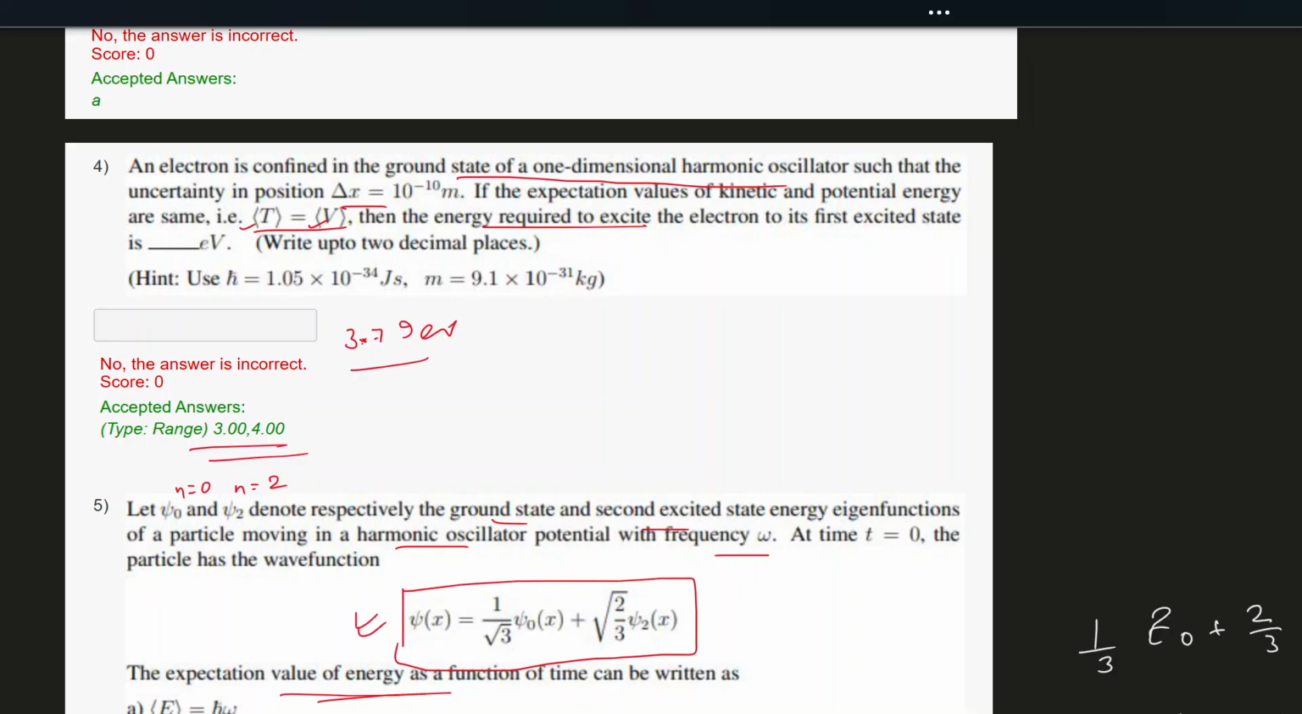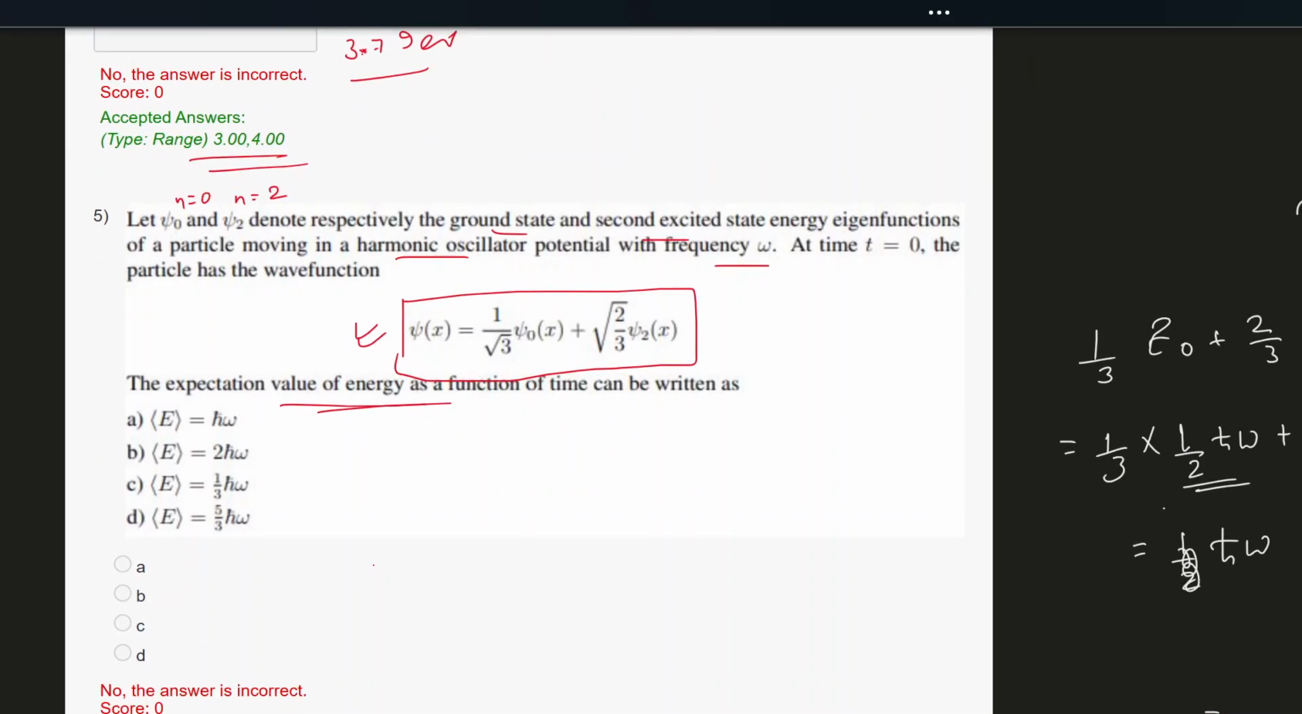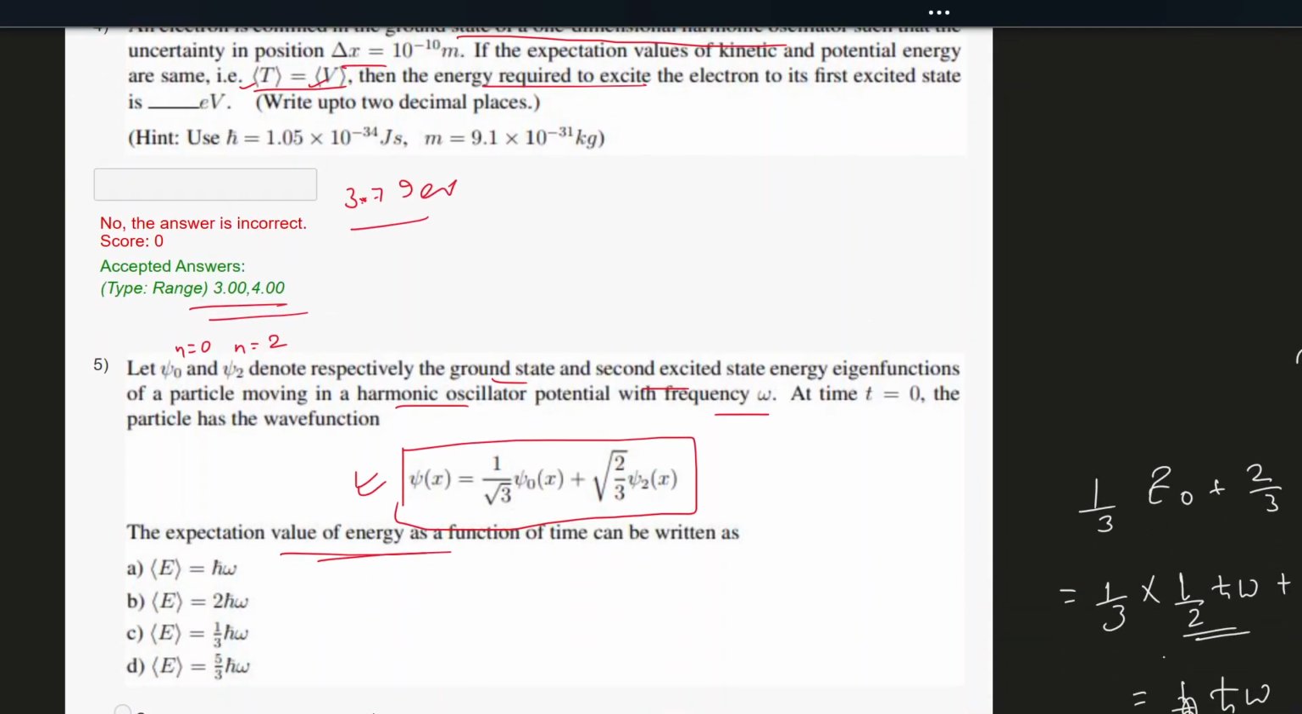Why is it not matched? Am I making a mistake anywhere? Because in the harmonic oscillator problem, En equal to n plus half h cut omega. This is half h cut omega, and this is 2 plus half, right? So 2 plus half is, oh sorry, I am looking at another problem.